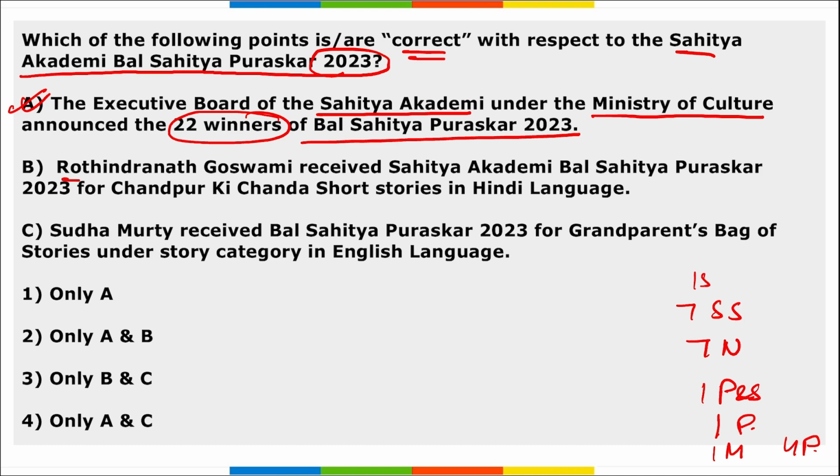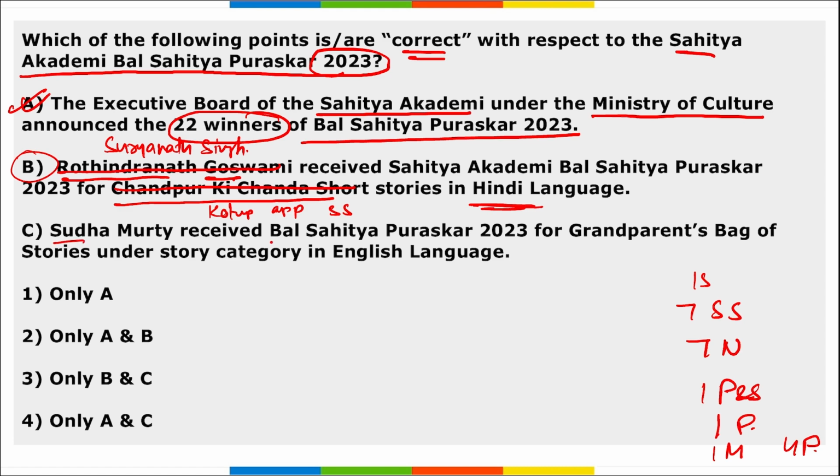Second, Rothindranath Goswami received Sahitya Academy Bal Sahitya Puruskar for Chandpur Ki Chand short stories in Hindi language. So no, this is wrong. Suryanath Singh has received Sahitya Academy Bal Sahitya Puruskar for 2023, and that was for Kotup app short stories. This is not for Chandpur Ki Chand stories, it is for Kotup app short stories, and that is in Hindi language. So option B is wrong here.